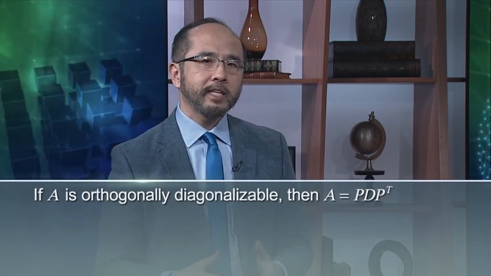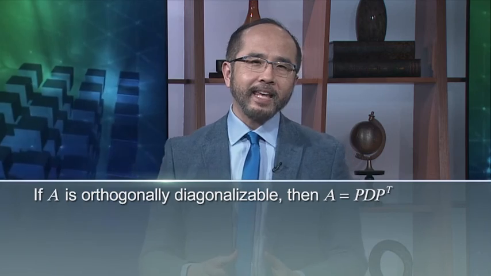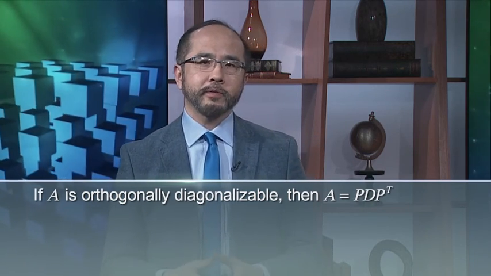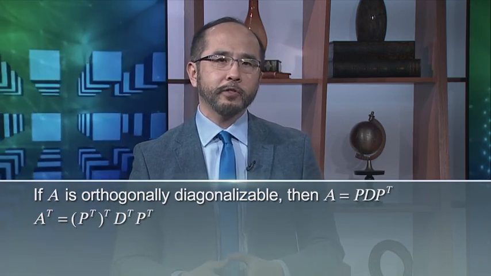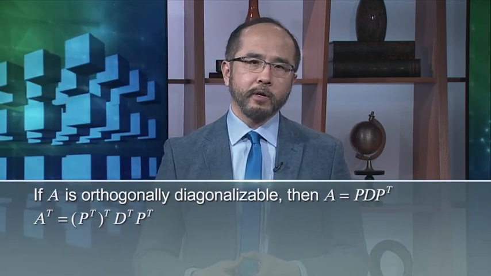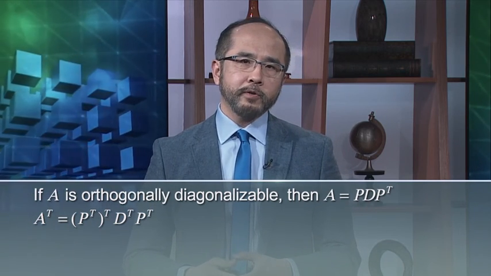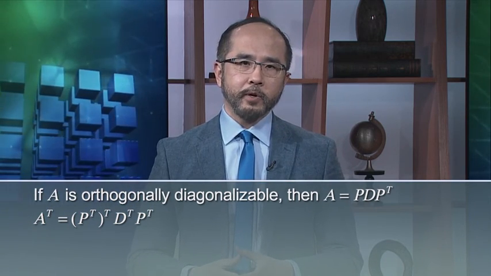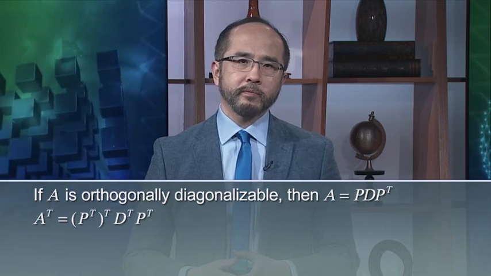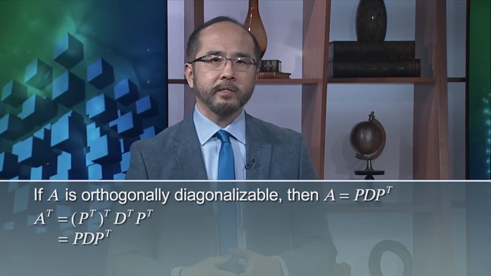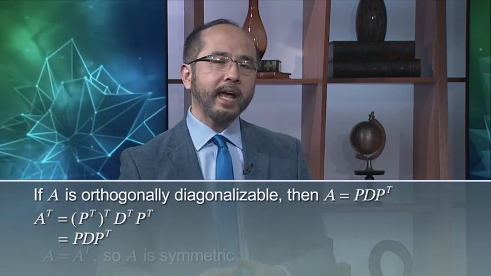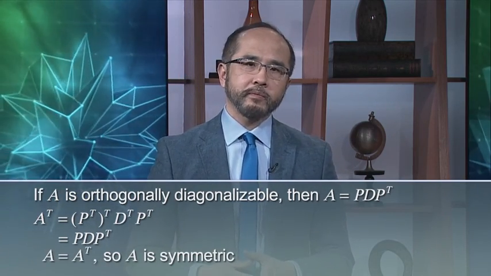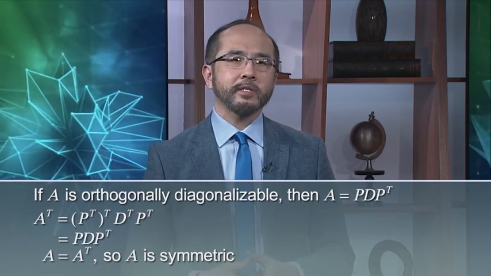We'll show that orthogonally diagonalizable matrices are symmetric. The proof goes like this. If A is orthogonally diagonalizable, then A equals P D P transpose. Then A transpose is the product of the transposes in the reverse order, which is P transpose transpose, D transpose, P transpose, which is just P, D, P transpose. But then this shows that A equals A transpose. So A is symmetric, as we desired to show.